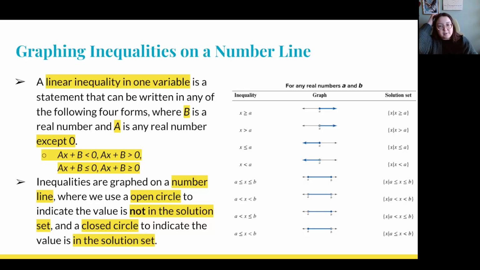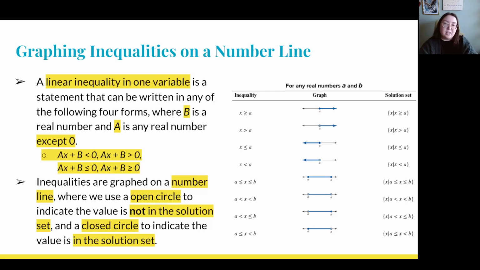So these are the following four forms. We have ax plus b less than 0, ax plus b greater than 0, ax plus b less than or equal to 0, and ax plus b greater than or equal to 0. These are the four different inequalities that we can have, and these are all inequalities to 0 in this case.